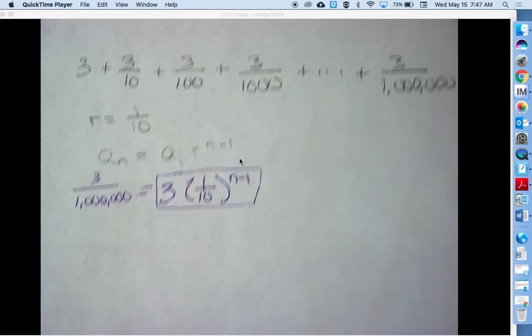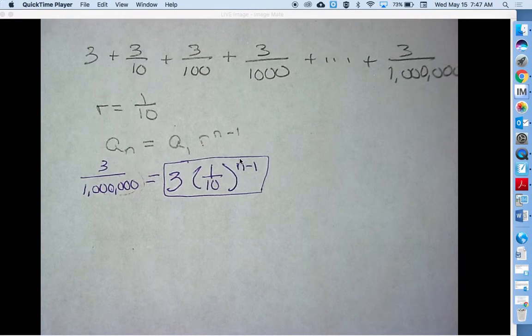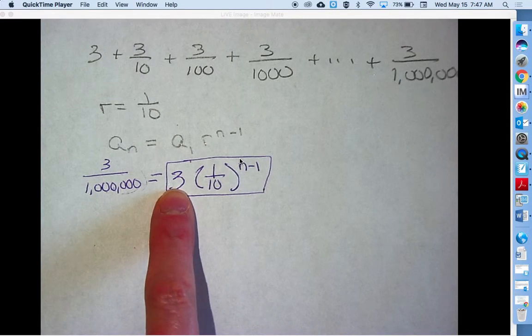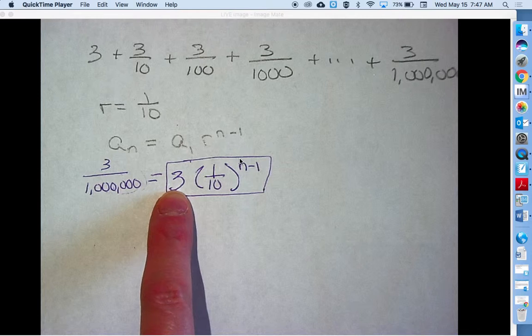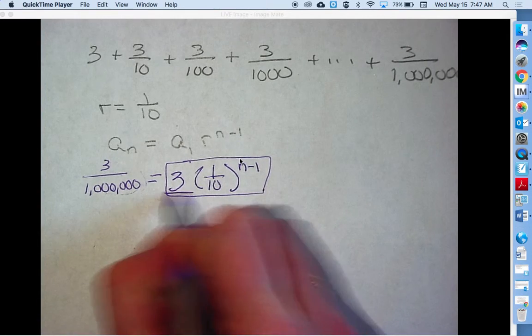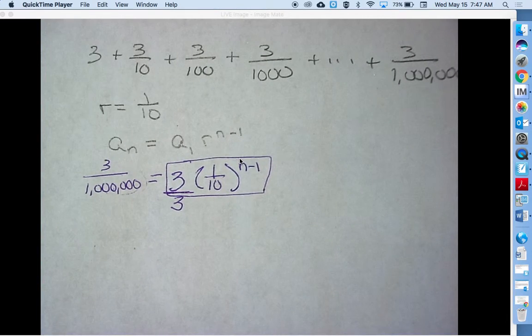So if we continue to solve this, we have to first get rid of the 3. The 3 needs to move away from that exponent because that's what we're trying to get by itself. Whatever has the variable is the part that we need to get by itself. So you can think of it as dividing by 3 because we do need to get rid of the 3. But when you have a fraction on the other side, dividing by 3 is the same thing as multiplying by 1/3.